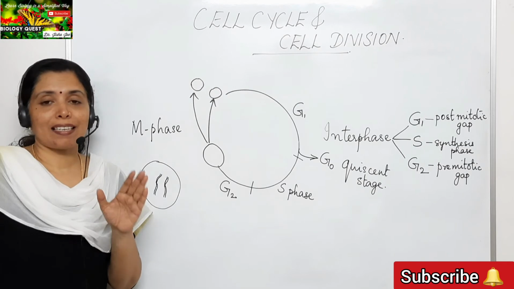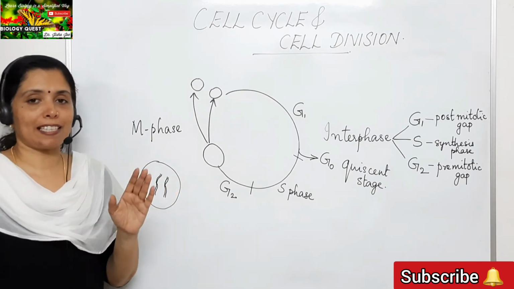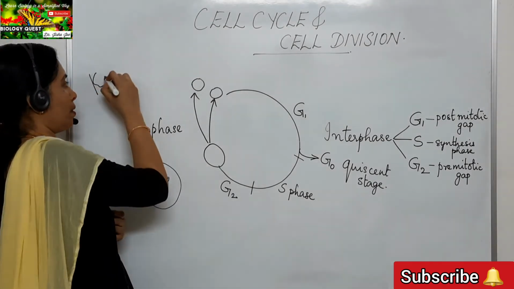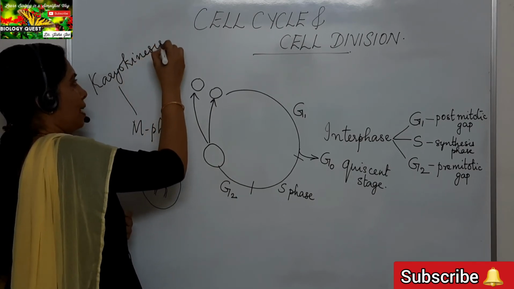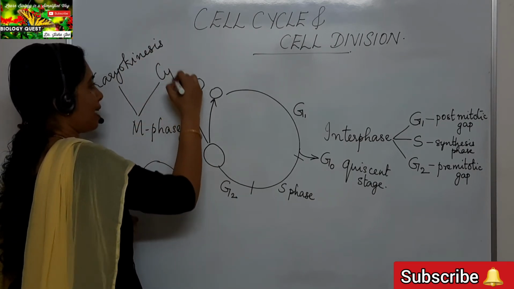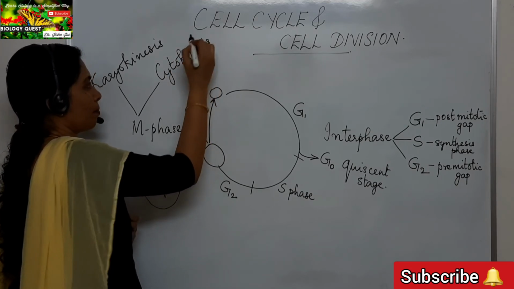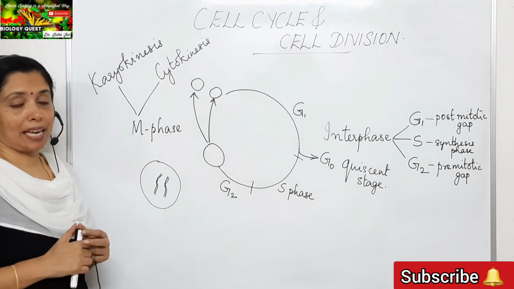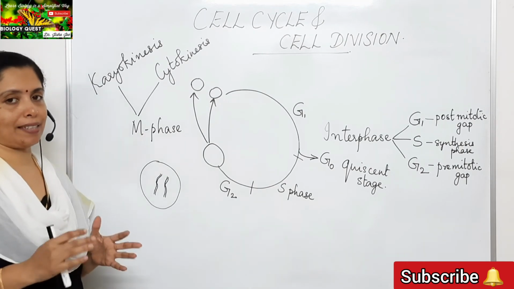M phase is divided into two stages. Okay, the first stage is karyokinesis. And the second stage is cytokinesis. So these are the two stages of M phase. Okay, what happens during M phase? The division of the cell takes place.